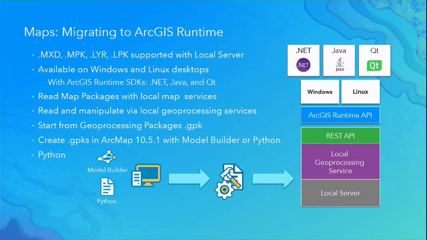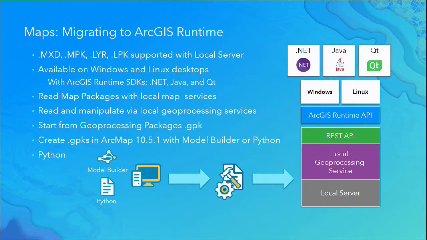So the MXD, MPK, layer file, layer package, they're supported with that Runtime local server. It's available on Windows and Linux desktops with the .NET SDK, the WPF API, the Java SDK, and also the Qt SDK as well in C++. And the local server allows you to read map packages and create local map services, so that's rendering maps based on the content of that map package. It also allows you to actually read and manipulate that content via local geoprocessing services.